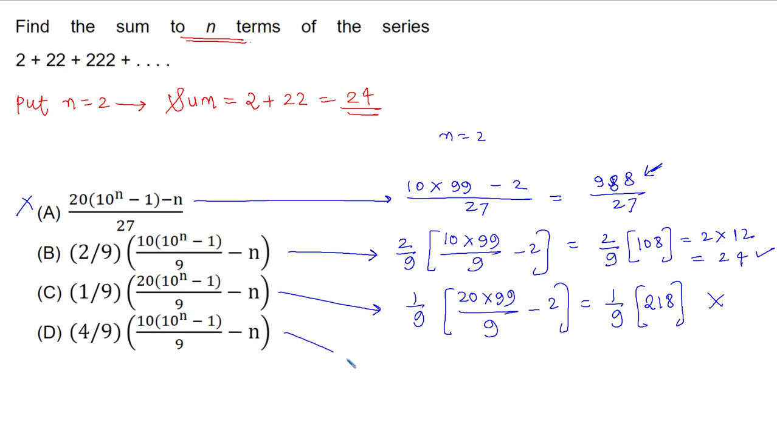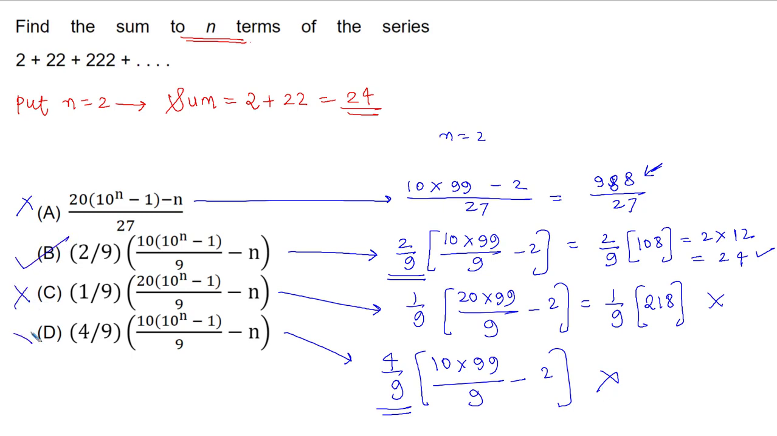Now the last option: 4 by 9 into 10 into 10 to the power n, that is 10 to the power 2, 100 minus 1 is 99, divided by 9, minus n, which is minus 2. Over here 2 by 9 was correct, so 4 by 9 is not going to give 24 anyhow. So out of these 4 options, only one option gives us 24 as an answer after putting n equal to 2, so we can mark option B as the answer.